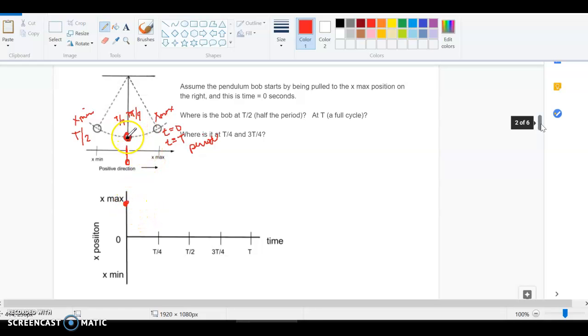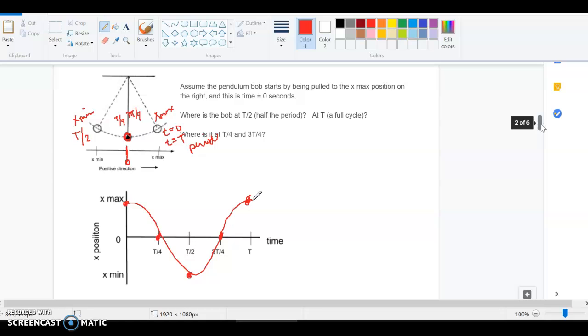So we want to think about these graphs. They're all kind of sinusoidal shaped in nature, and we want to think about the max and the min. When we start, we're at the X max. At half the period, we'd be at the min, and then we'd be back here at the full period. At the quarter and 3/4 points, I'm going to be crossing through the 0 position, so it's going to look sort of like this.